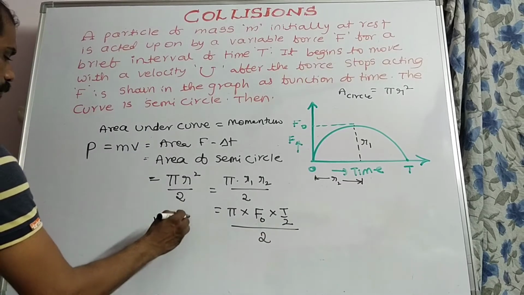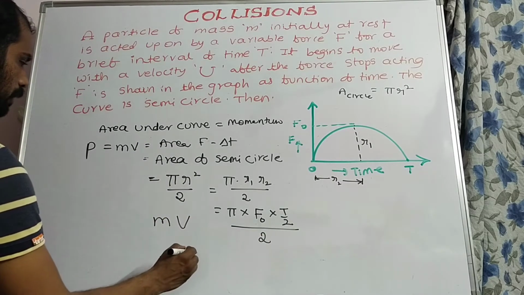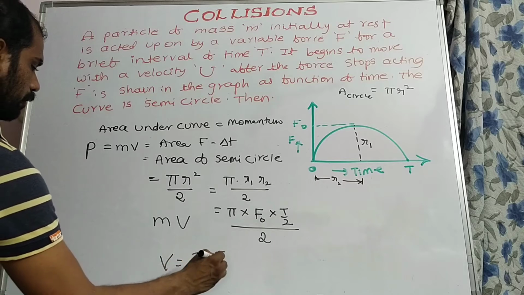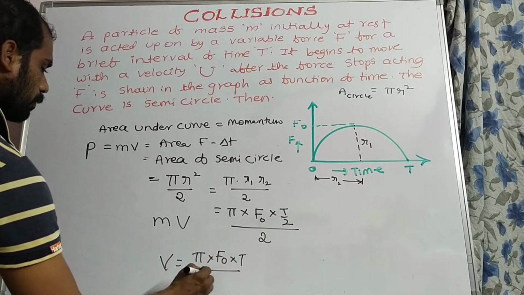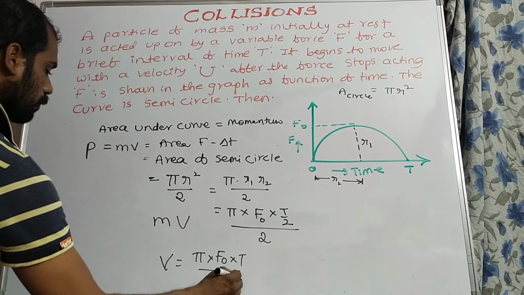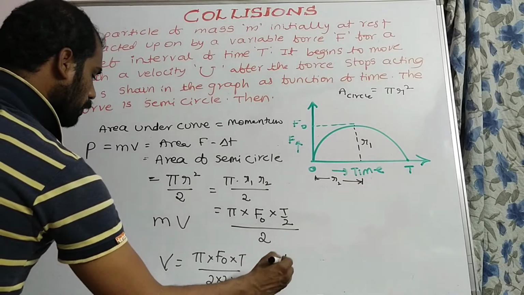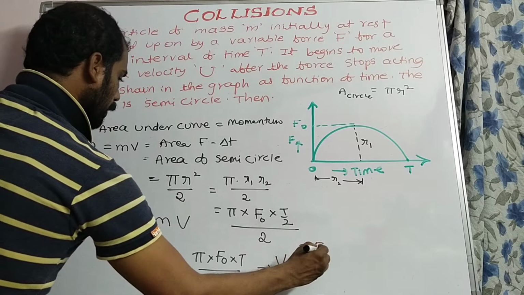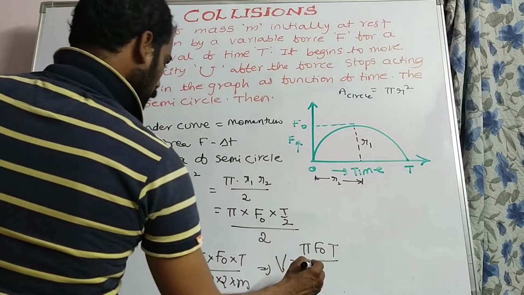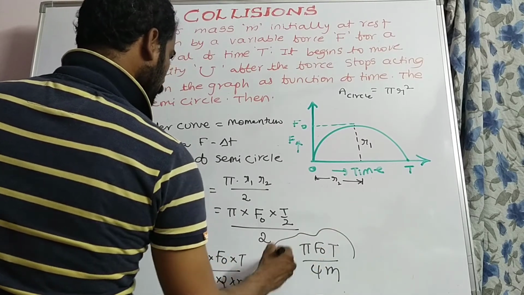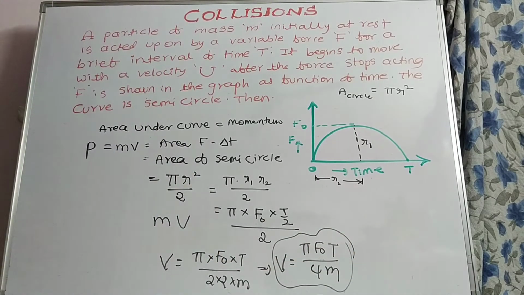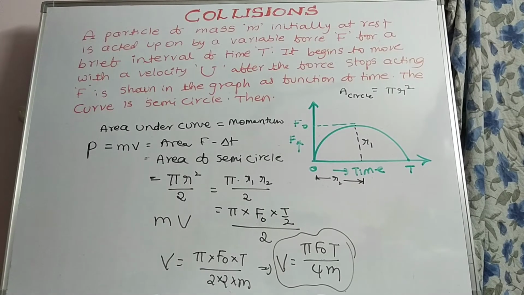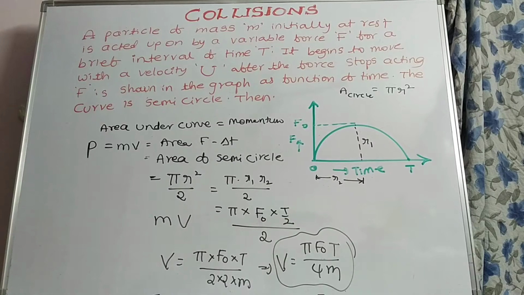So momentum is mv. Now what about velocity? Velocity is equal to pi into f naught into t by 2, divided by m. So v is equal to pi f naught t by 4m. That is the expression, and pi f naught t by 4m is the answer. So we have to choose the answer v from the options.